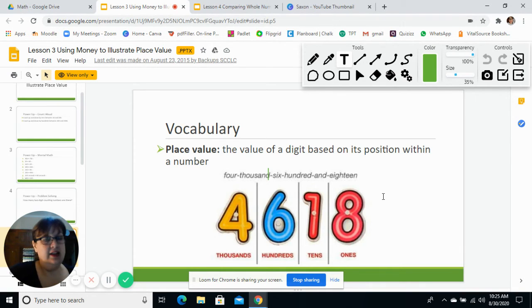Go ahead and add that to your notes so that you can come back and look at it if you need to. All right. Each digit in a number has a place value. The value of a digit depends on its place or its position in the number. We identify the value of the digits in a number when we write the number in expanded form. Expanded form is a way of writing a number that shows the value of each digit.